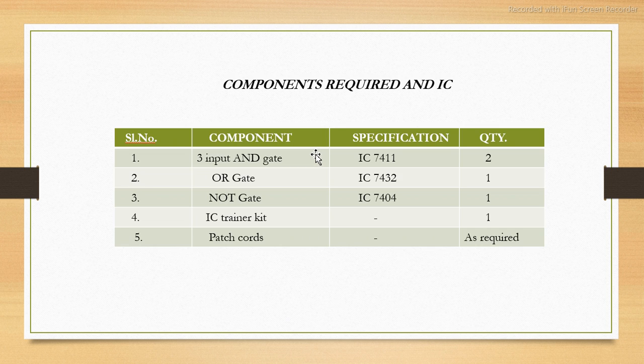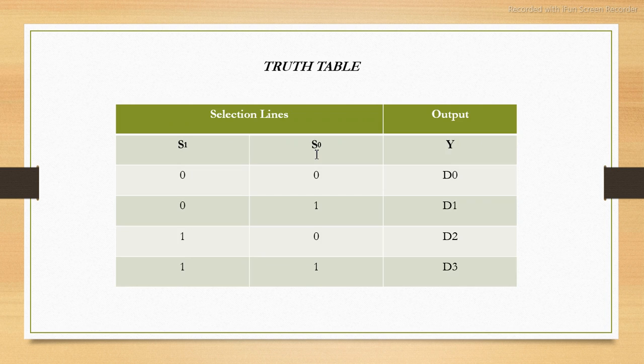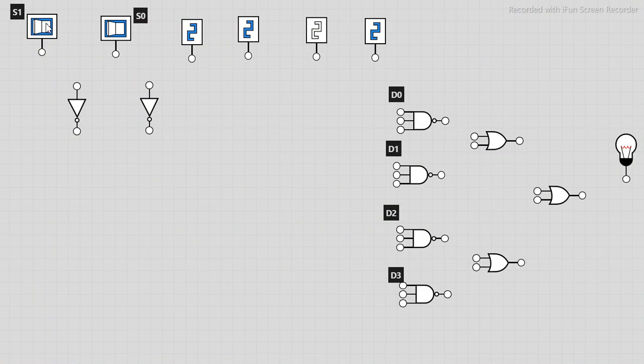What components are used? NAND gate, 3 input NAND gate, OR gate, NOT gate, IC trainer kit, patch cords. This is a truth table for the multiplexer that can be implemented. It has two select lines S1, S0 and the four inputs D0, D1, D2, D3 and the output is Y. It can be connected.